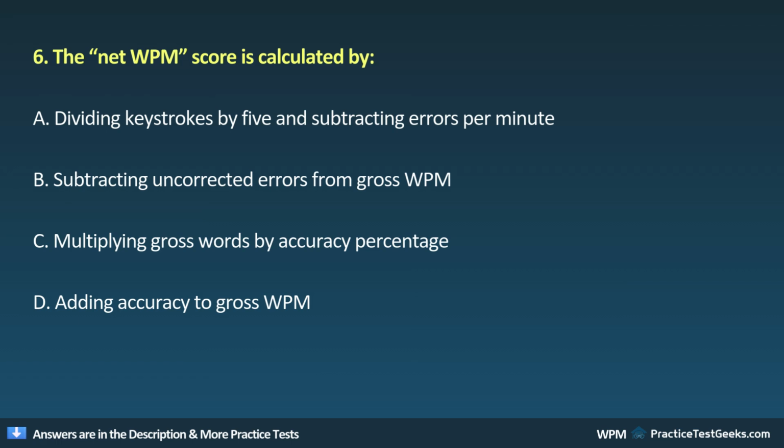6. The net WPM score is calculated by A. Dividing keystrokes by 5 and subtracting errors per minute. B. Subtracting uncorrected errors from gross WPM. C. Multiplying gross words by accuracy percentage. D. Adding accuracy to gross WPM.